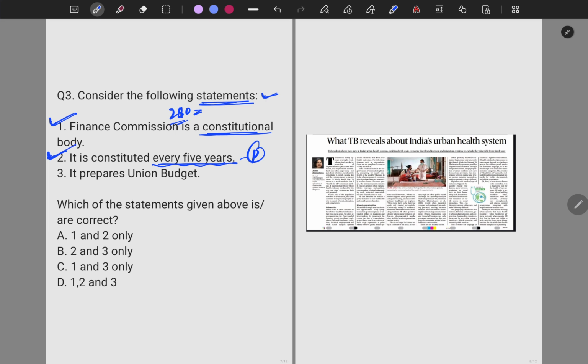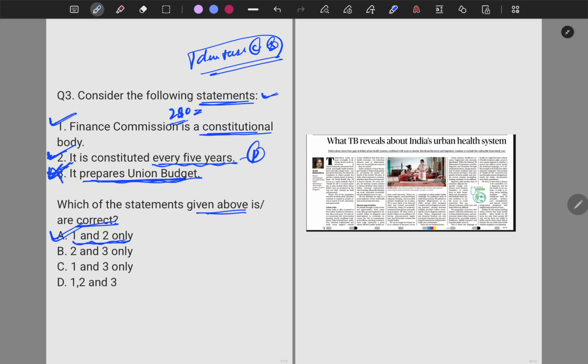The third statement says it prepares the union budget. No, the function of this commission is not to prepare the union budget, but, as you saw, it is the devolution of taxes between the center and states. So the statement becomes incorrect. The question says which of the statements given above are correct. The answer to this question is only 1 and 2 statements are correct.